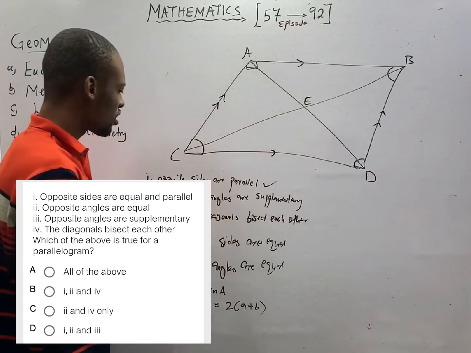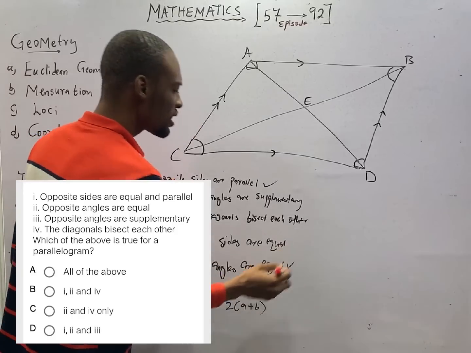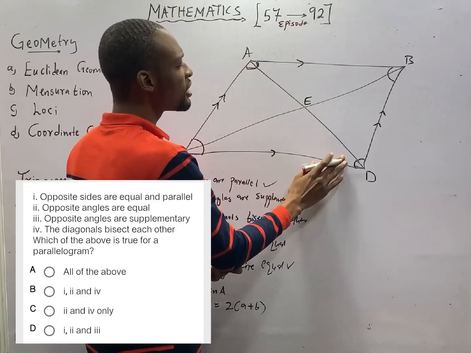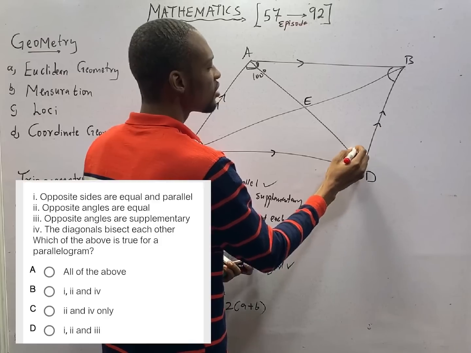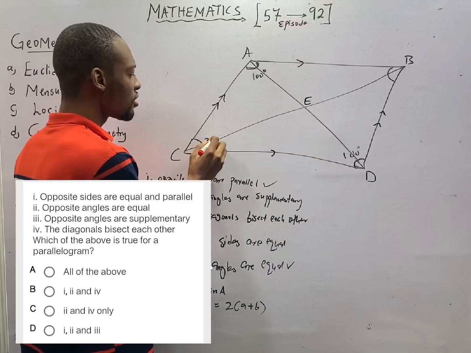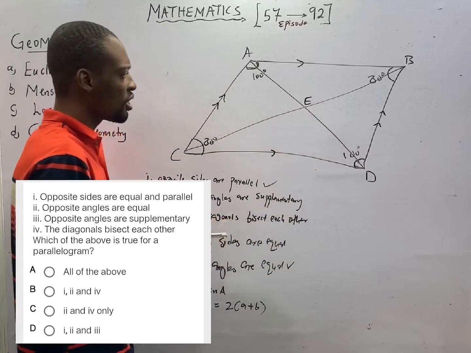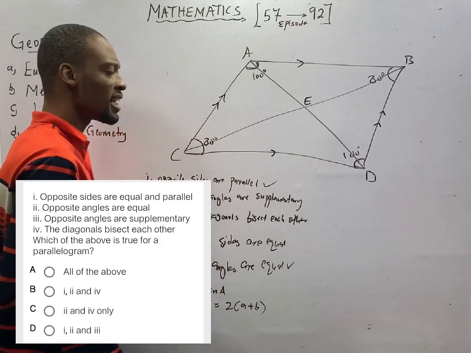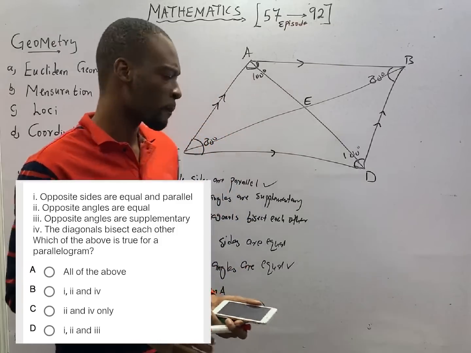And opposite angles are equal. If this is one angle, this is definitely the angle opposite it. If here is 100 degrees, here will definitely be 100 degrees. If here is 80 degrees, and this is the opposite angle, here will also be 80 degrees. So, if they say here 100 degrees and here they put S, we should know that this and this are equal, and that is the rule of a parallelogram.